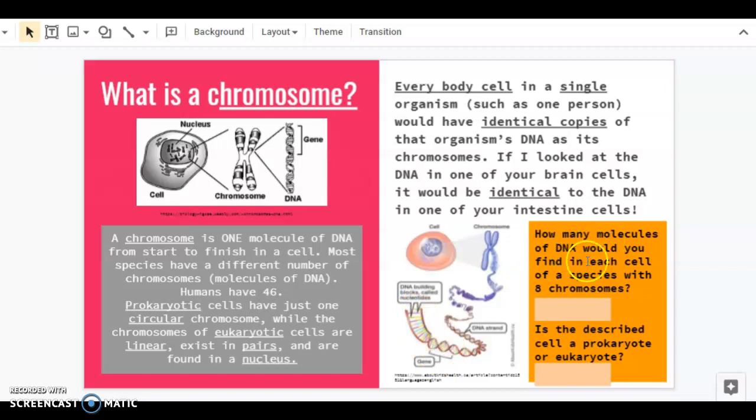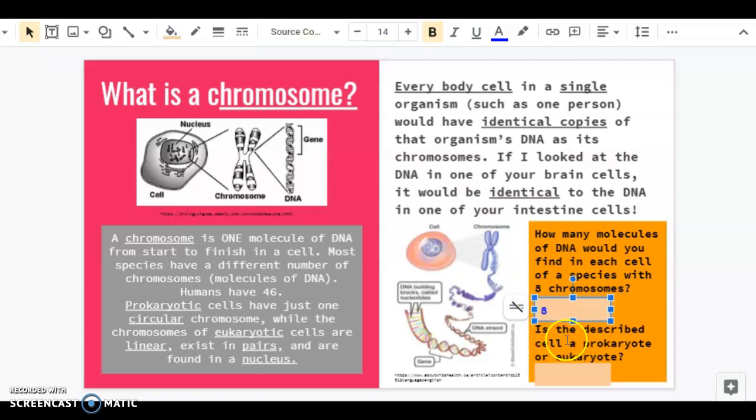How many molecules of DNA would you find in each cell, every single cell, in the body of one of those species if that species has 8 chromosomes? Every single cell in that organism would have 8 chromosomes. So when we say a species has 8 chromosomes, like the fruit fly, which is the species that has 8 chromosomes, every cell in the fruit fly's body would have 8 chromosomes in the nucleus of its cells.